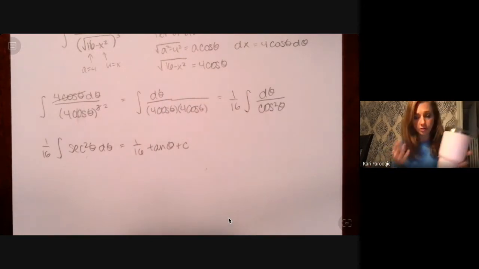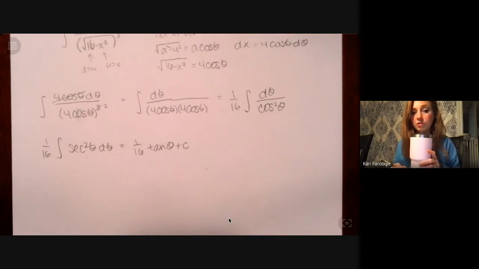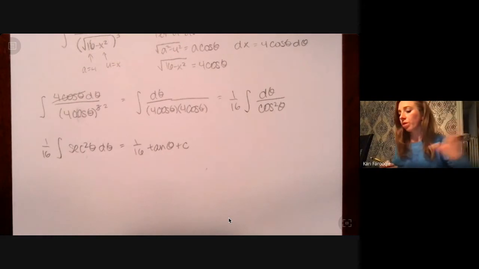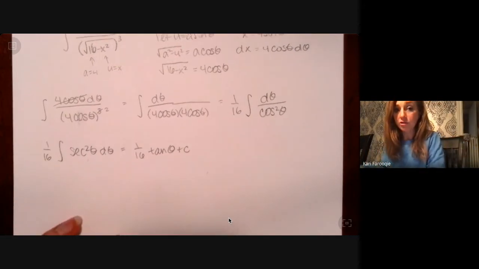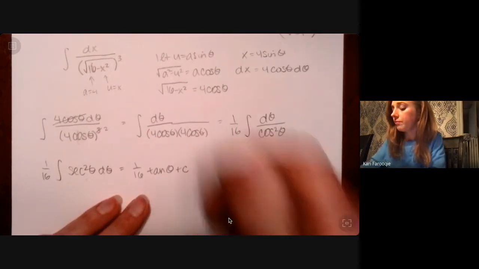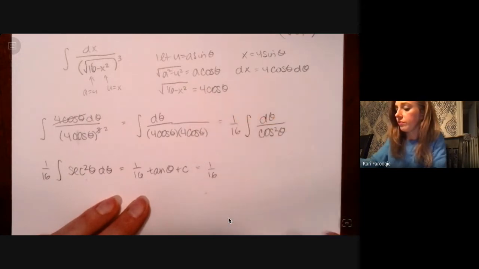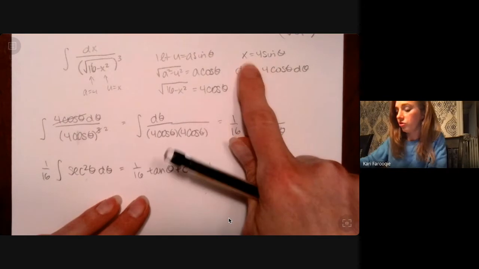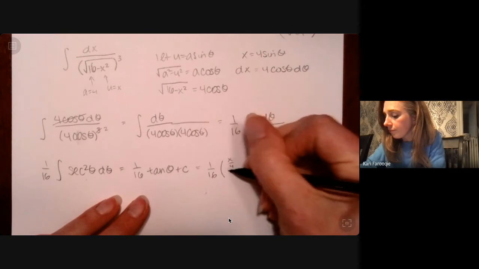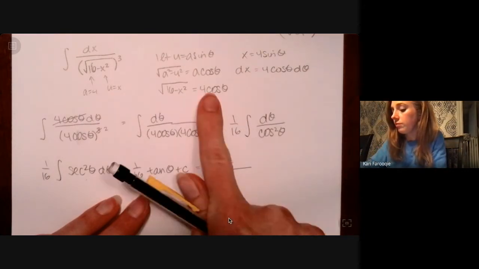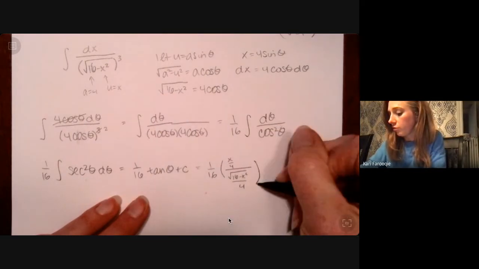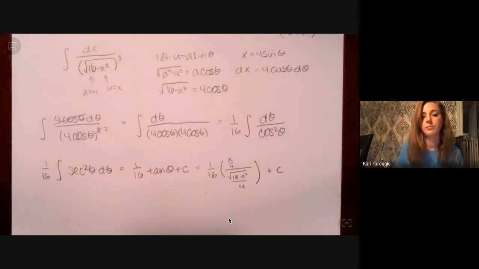All right, so that's our integral written in terms of theta. Now we'll back substitute to get this written in terms of x. Even though you don't have actually tangent theta up here, you can use the fact that tangent of theta is sine theta over cosine theta. So you can write this as 1/16, and then take your sine theta, which is x over 4, and then divide that by cosine theta, which is the square root of 16 minus x squared, divided by 4, plus c.